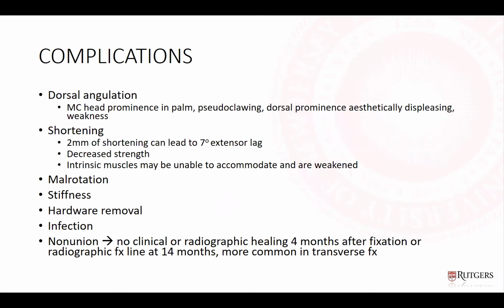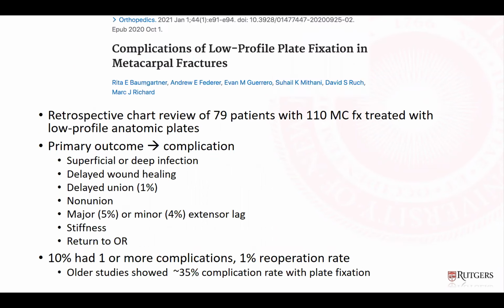Complications of metacarpal shaft fractures are similar to neck fractures. You can have dorsal angulation where there's metacarpal head prominence in the palm. You can get pseudo-clawing. You can get dorsal prominence on the metacarpal shaft, which can be aesthetically displeasing, and you can get weakness. Shortening, as I said, is always a concern. Malrotation, stiffness, hardware removal, infection rates are low, but do occur about 1%, and non-union, which some studies define as no clinical or radiographic healing 4 months after fixation, or radiographic fracture line at 14 months, which is more common in transverse fractures. So I'll just highlight a couple recent studies that I found.